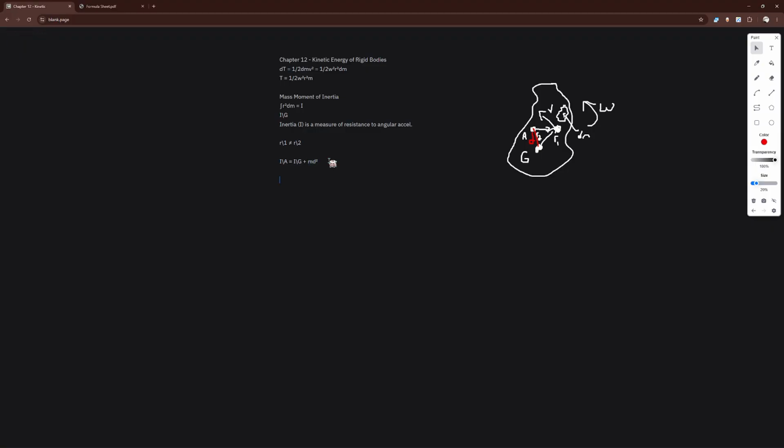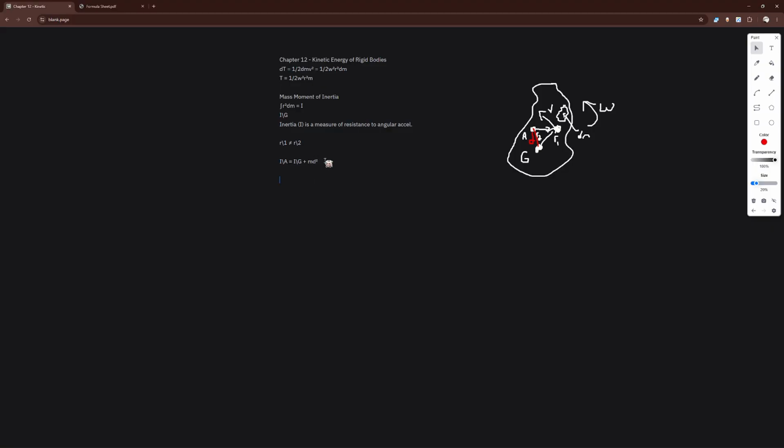So there are a few things to consider. You cannot do this with IG as the main subject. You cannot have IG equal to IA plus md squared, right? The reason for that is that IG is the lowest moment of inertia of the body. Because if you think about it, the moment of inertia around the center of gravity will be the weakest, the lowest, because that is the center. That's where the rotation is most likely to occur, so you probably have the least resistance there, right?